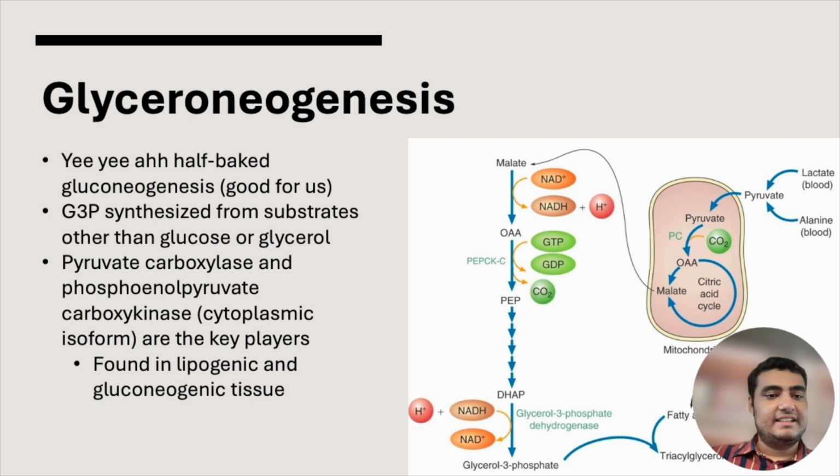Then we need to talk a bit briefly about glyceroneogenesis, which is basically half-baked gluconeogenesis. It's a fast way to produce glycerol 3-phosphate, and there are two key enzymes that play into it. There is pyruvate carboxylase and the phosphoenolpyruvate carboxykinase. And these are important for the continuation of this reaction to form glycerol 3-phosphate, which can then be used for other pathways.